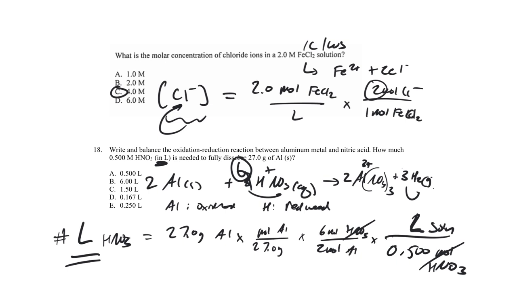So 27 divided by 27, so about 1 mole of aluminum. So then times 6 divided by 2, and then divide by half a mole means we need to add 6 liters of the HNO3 solution in order to deliver 3 moles of HNO3 in order to react with the approximate 1 mole of aluminum we have present.